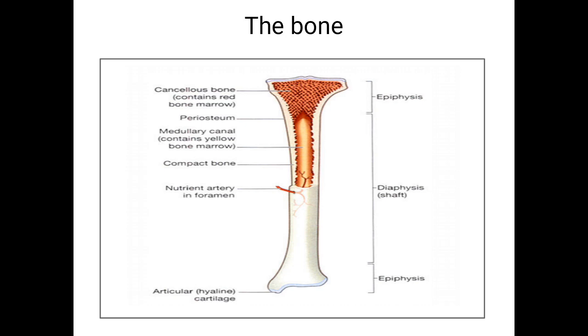Okay, we have the compact bone. We have the nutrient artery in the foramen. And we have the hyaline membrane just right down there. Then on the other side we have the epiphysis, and then the diaphysis, and down there the epiphysis. So that's the diagram of a short bone.